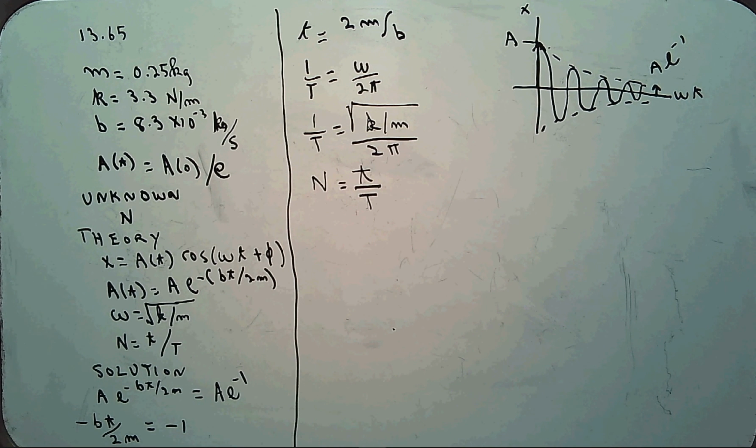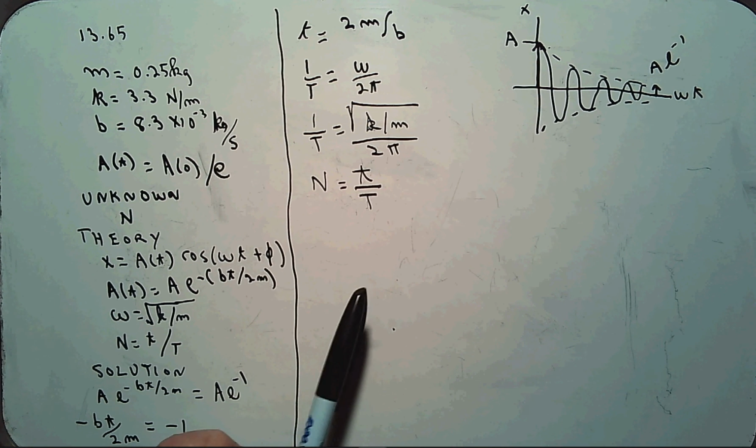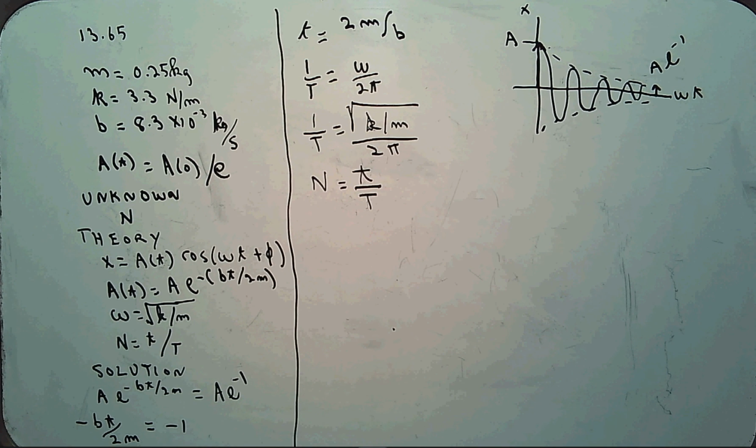When you plug in your numbers, you'll come out with a value that's not an integer. But if you'll round this off to the nearest integer, then you'll have the number of vibrations that this has to go through.